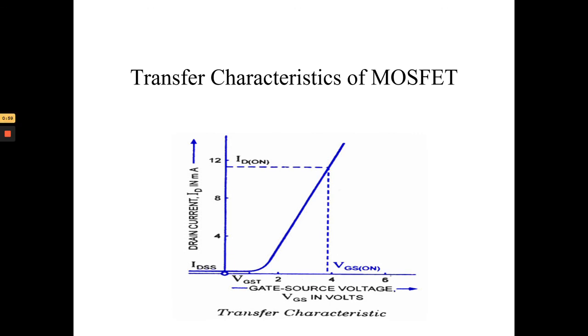Now we'll see transfer characteristics of MOSFET. See here, when VDS is constant, this is graph for constant VDS. As VGS increases, that is gate source voltage increases, drain current also increases after some value of VGS, that is VGS threshold. This is the linear graph. It is between VGS and drain current by keeping VDS constant. It is linear.